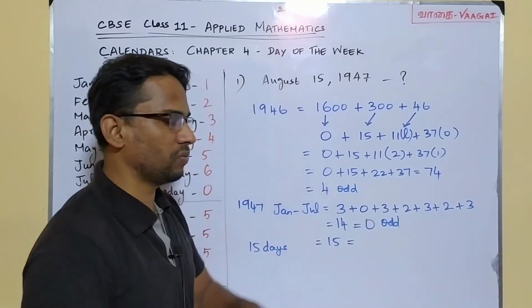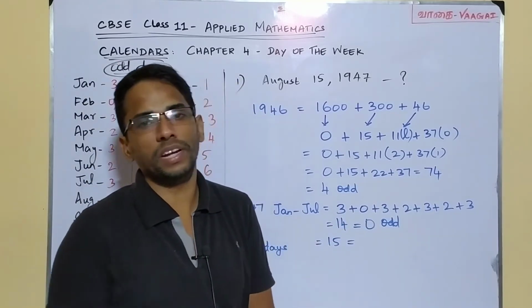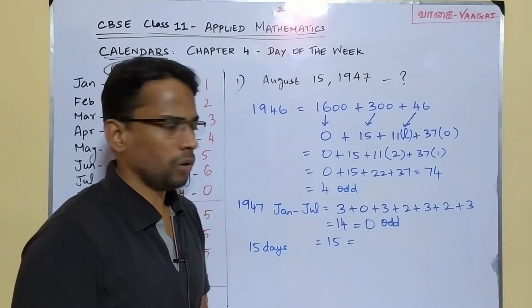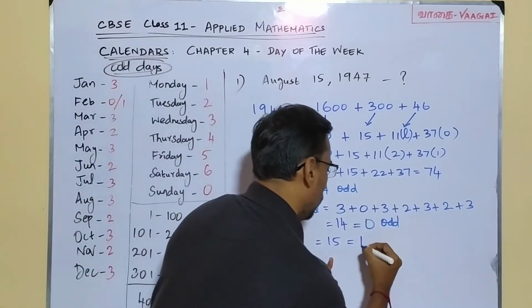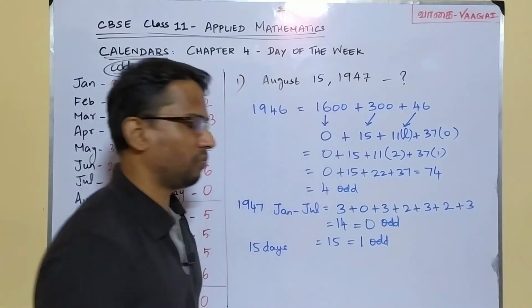So for those 15 days, how many odd days are there? In terms of odd days, how many? There will be one odd day, is it or not? Because 7 twos are 14, up to 14 we can go. So the remainder will be 1. So one odd day. That's it, fine.